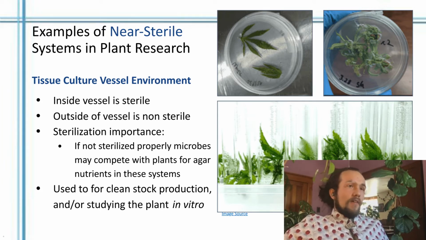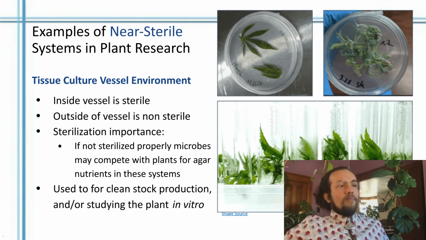So you need to sterilize your plants with a light surfactant like bleach or rubbing alcohol prior to introducing them to these systems. And if you don't sterilize your plants properly, anything that could be living on the plants, as we saw in the earlier slide with all the microbes on both the hand and the plant, can actually outcompete the plants for nutrients contained in this agar medium. So that's why it's really important to keep things sterile in here, and this is a way to study the plant in isolation of microbes.